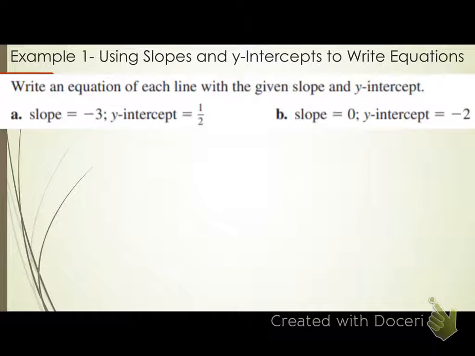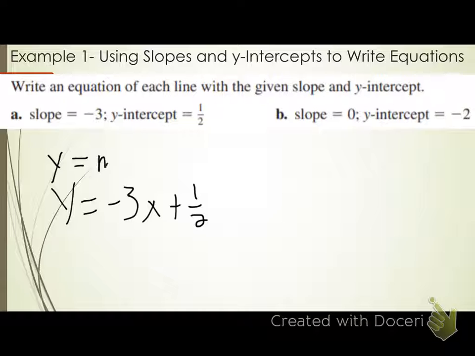Example 1. Write an equation of each line with the given slope and y-intercept. So letter A, it says slope equals -3. Y-intercept equals 1/2. Can someone raise your hand and give me my answer? Y equals -3x plus 1/2. Very good.